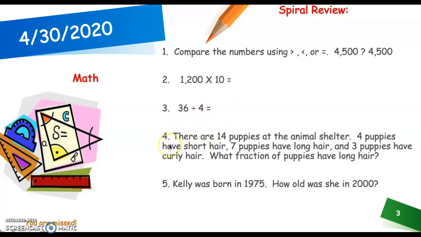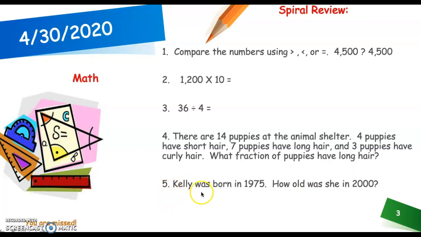We're going to come down here to number 4, and number 4 is saying there are 14 puppies in the animal shelter. 4 puppies have short hair, 7 puppies have long hair, and 3 puppies have curly hair. What fraction of the puppies have long hair? Okay, specifically looking at the long hair puppies.